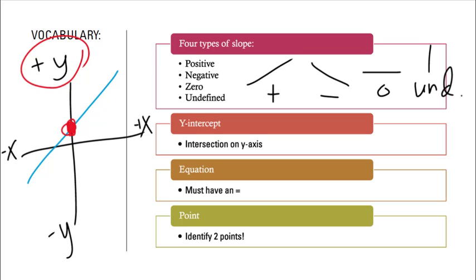Alright, an equation must have an equal sign. For example, y equals 2x plus 3. This is an equation. And the last vocabulary is points. You need to be able to identify 2 points on your graph.